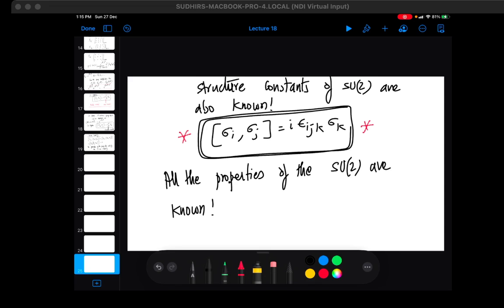So, what are representations? I can build vector spaces which satisfy the group algebra or the Lie algebra of the group. Essentially, the representations are those which satisfy the group multiplication law. As long as they satisfy the group multiplication law, they can be of any dimension. You can have 3 by 3 with this.